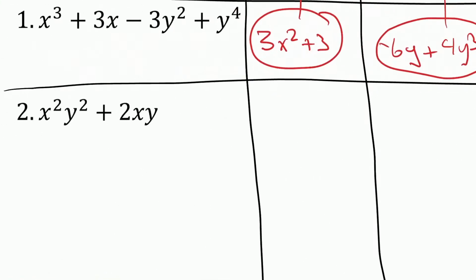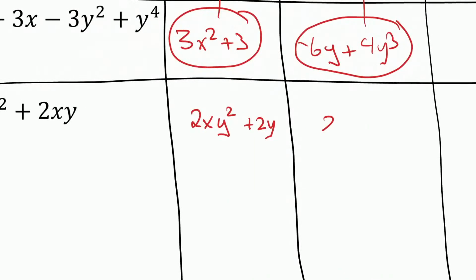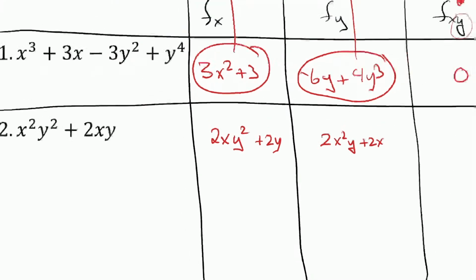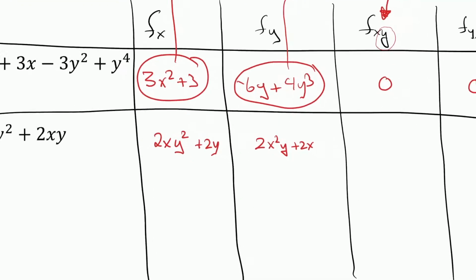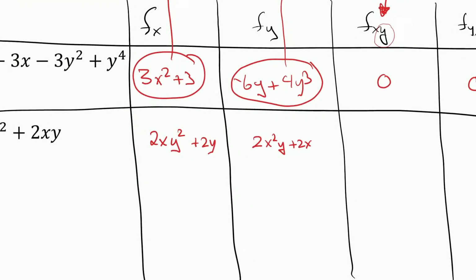So I just need to rewrite this. This is the derivative with respect to x. And this is the derivative with respect to y. Okay, so I think I've copied those correctly. So now what we need to do is f sub xy. For f sub xy, you're taking f sub x and doing the derivative with respect to y.